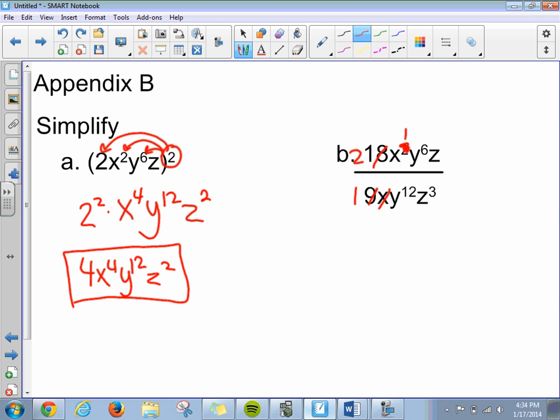Then we look at our y's. We've got 12 y's down below and 6 y's on top. So all of our y's on top are going to go away, and we'll be left with 6 down below. And our z's. We've got 1 z up top. Don't forget that's really z to the 1st. And we've got 3 in the bottom. So the 1 on top is going to go away, and we'll be left with 2z. So when we rewrite this, we will have 2x, or x to the 1st, over, we've got 1, which we could write, except we're also going to have our y to the 6th and our z squared.